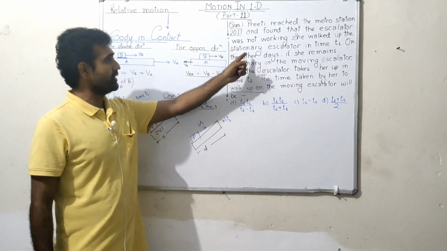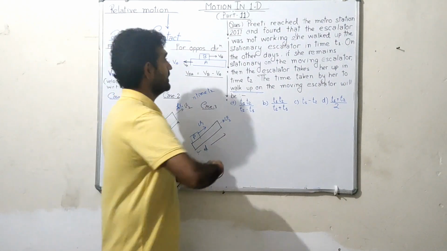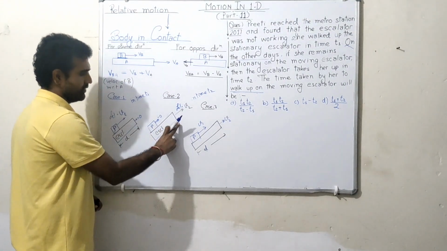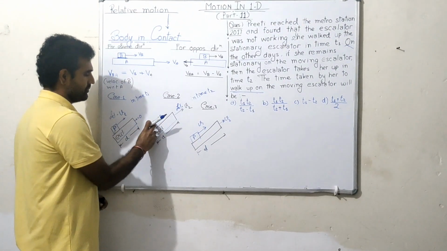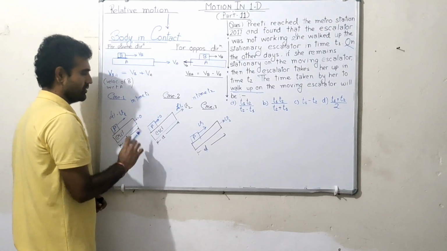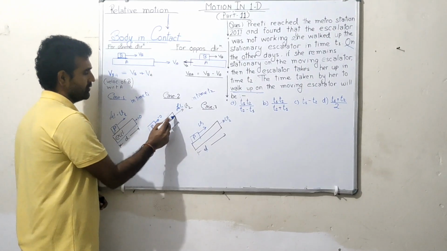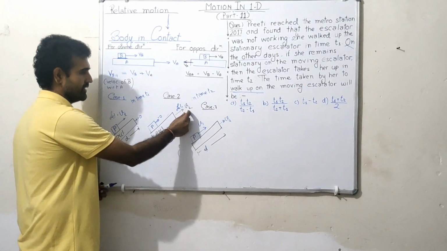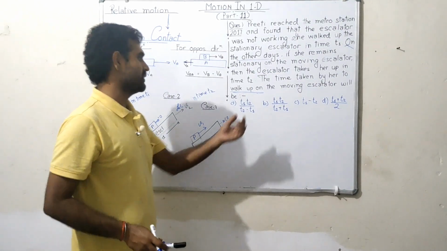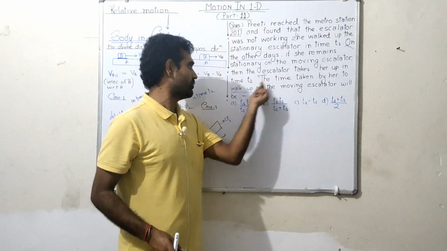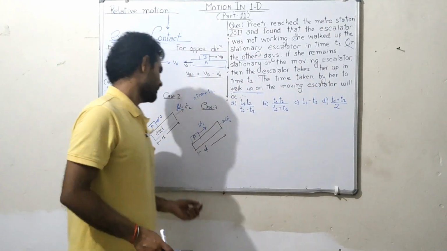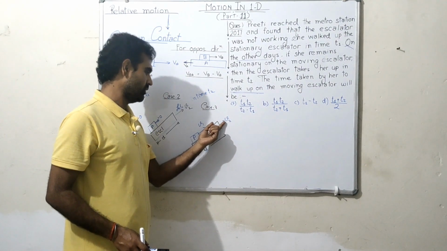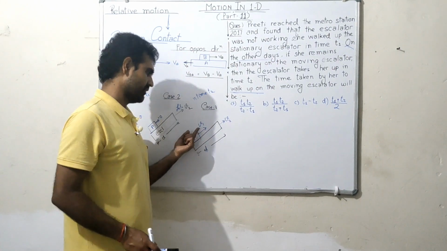Now case number 2, on the other days, where she says if she remains stationary, this is the escalator of length, same escalator of length d. This is Preeti standing over here with 0 velocity. Now the escalator is moving throughout the length d, and in time t2, let the velocity of the escalator be v2. Now they are asking the time taken by her to walk up on the moving escalator. Now this is case 3, where the escalator is also moving with the velocity v2, and Preeti is also walking with the velocity v1.